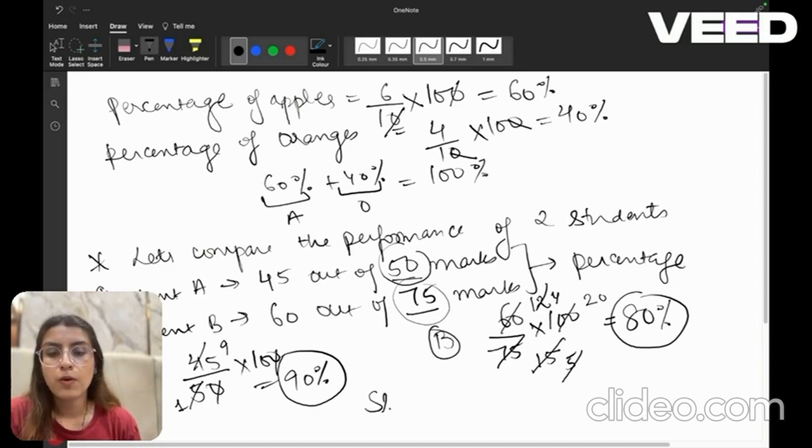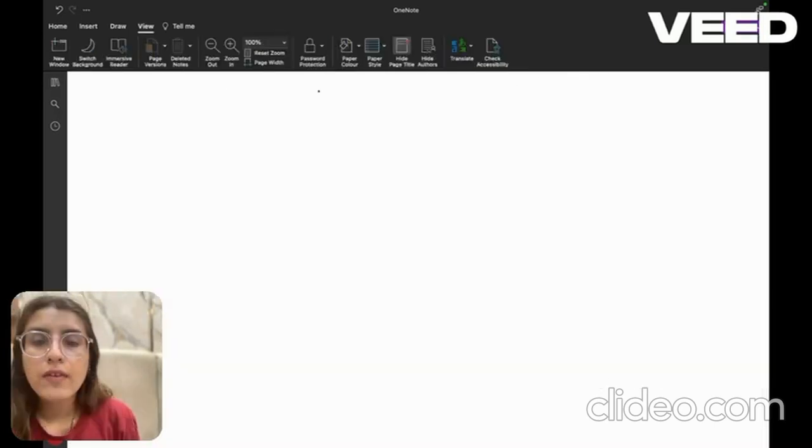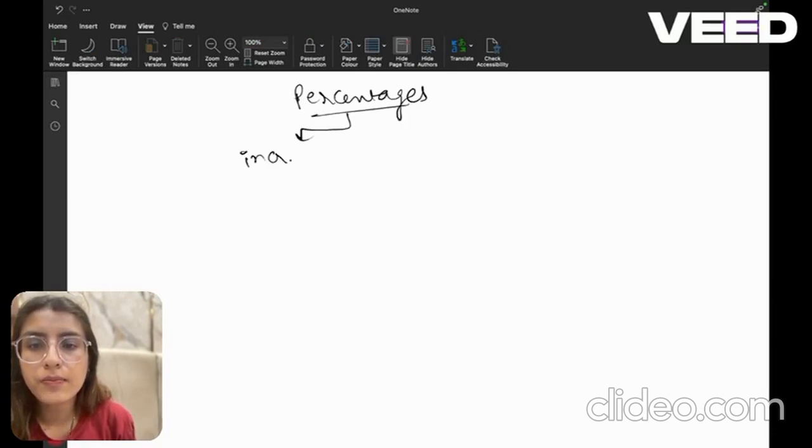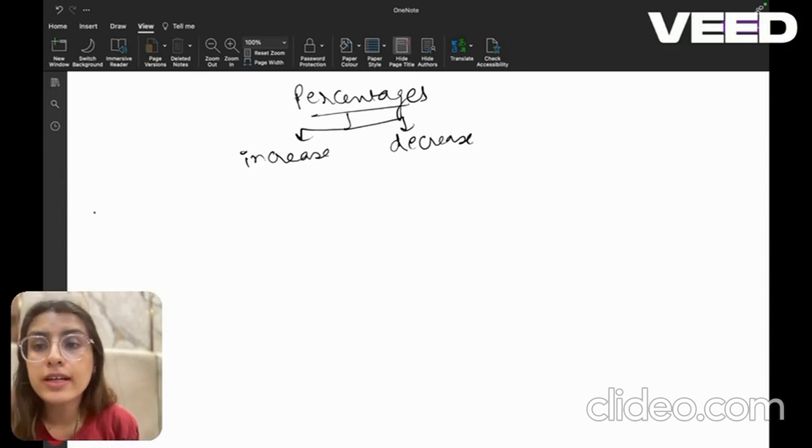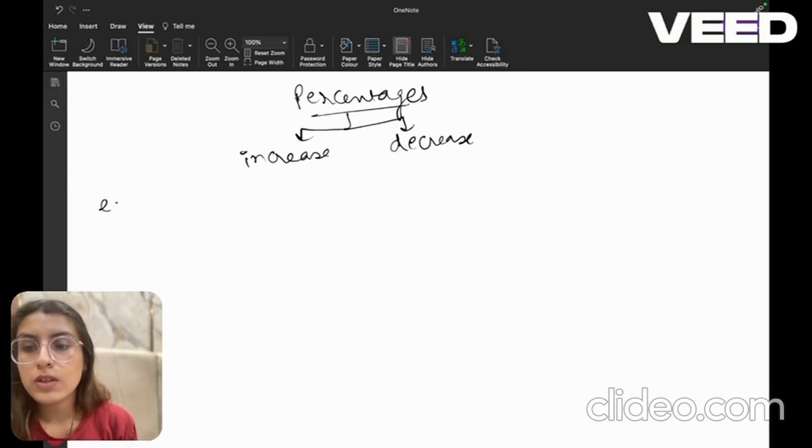It was A's performance. So student A performed better. We have understood what percentages are. Percentages can be percentage increase or percentage decrease. The value of anything can either increase or decrease, right? So we need to understand by how much percent it increased or by how much percent it decreased. Let's understand through an example. So let's take an example.